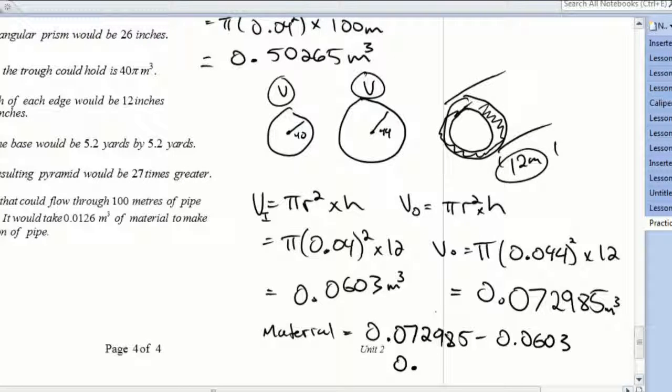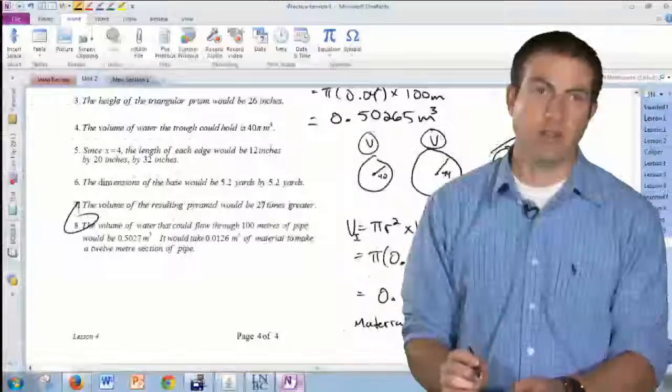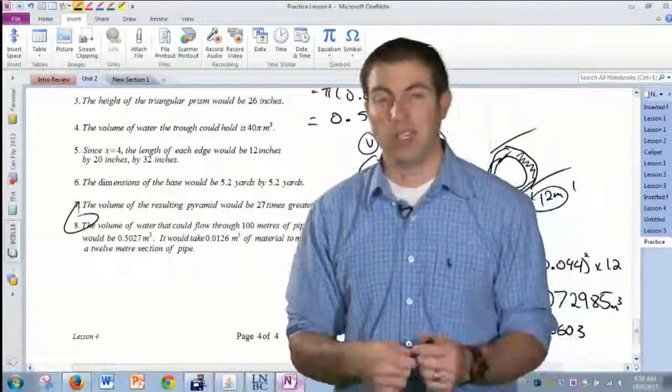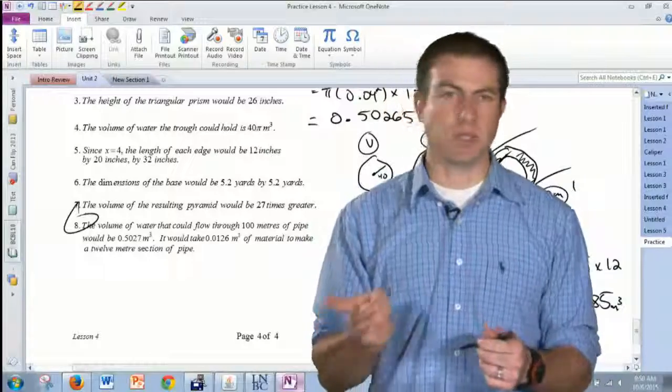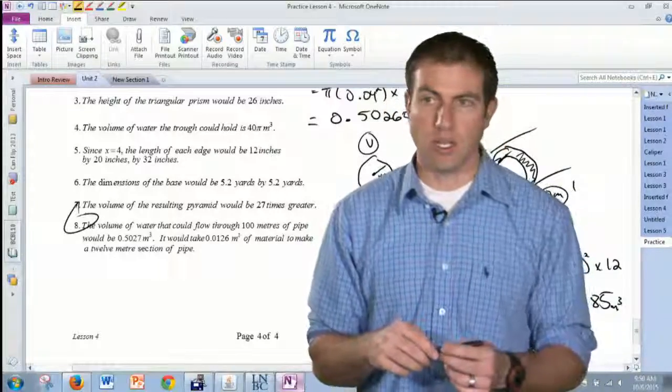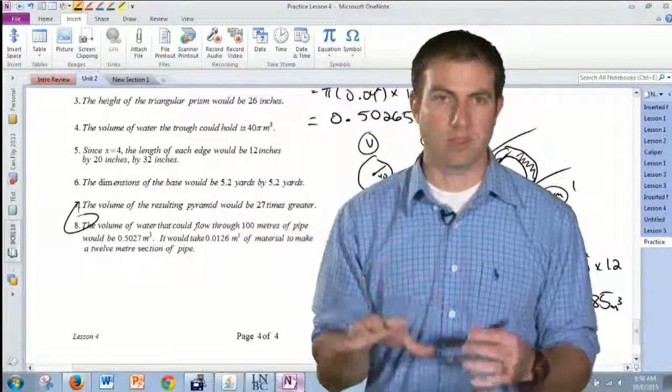And I get 0.0126 meters cubed. All right, so that question, obviously it's the last one, which kind of indicates that it's the most difficult. That's going to be more of the type of things we're going to see in the last lesson of the unit instead of this sort of section.